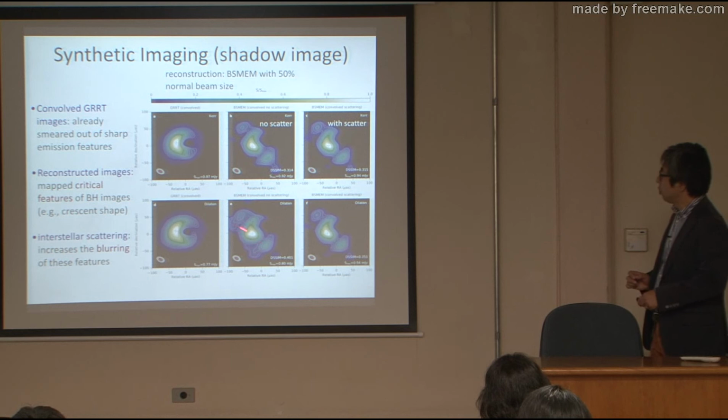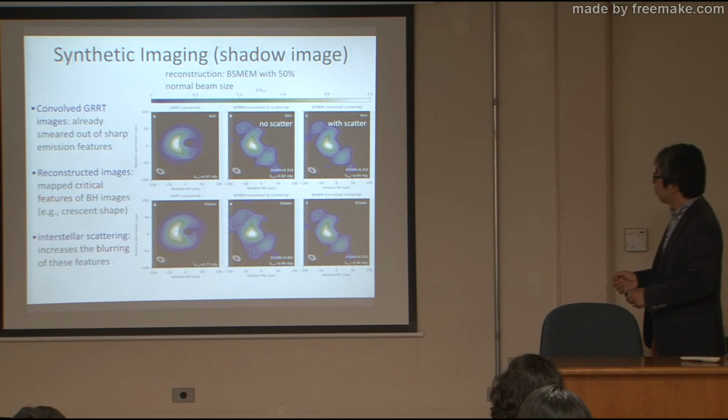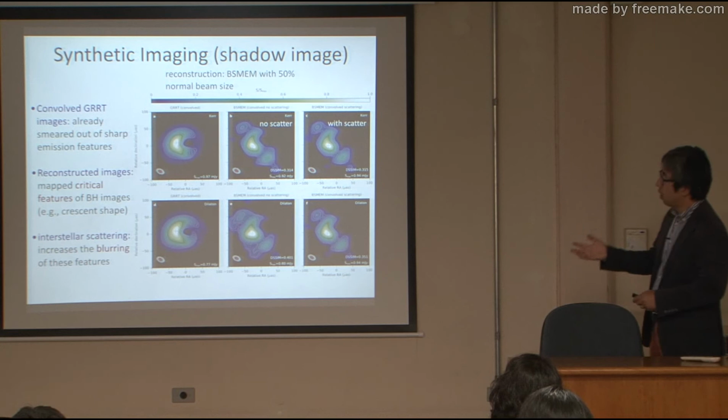And also, for Sagittarius A*, we are including the scattering. So we try to put in some of the scattering, but the image becomes a little more blurry, so the features are more smeared out.